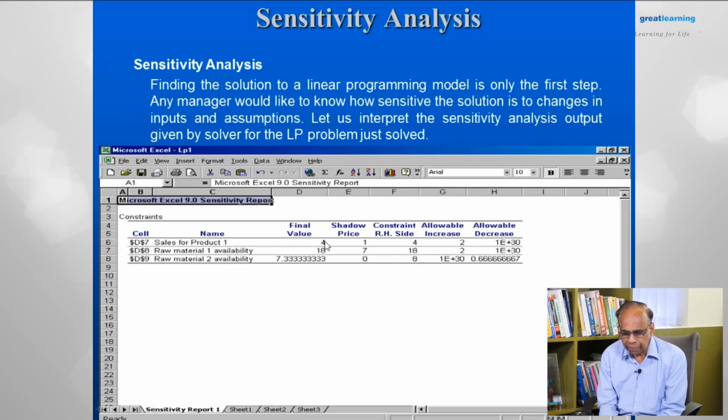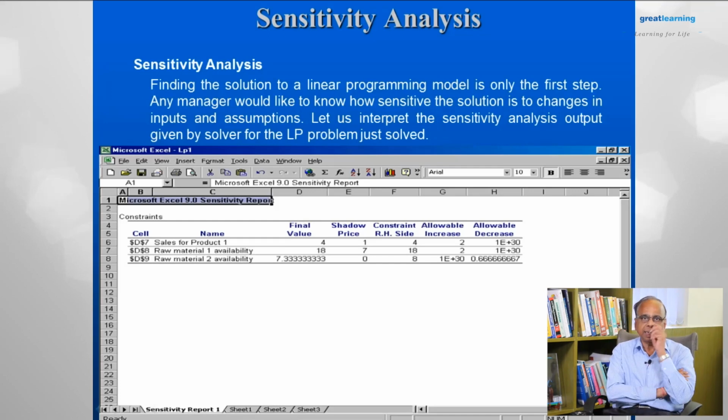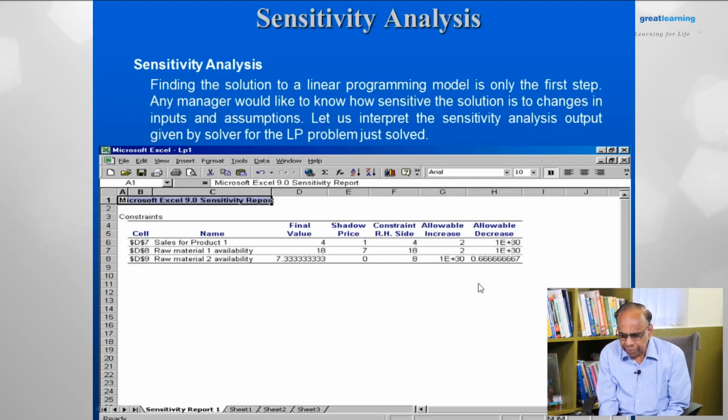Final value is 4. Shadow price is 1. What is this shadow price? The shadow price is nothing but, it says, if I increase the right hand side value of the constraint by one more unit, what is the change in the profit? Does it increase or decrease? Here the shadow price is positive. We are doing profit maximization.